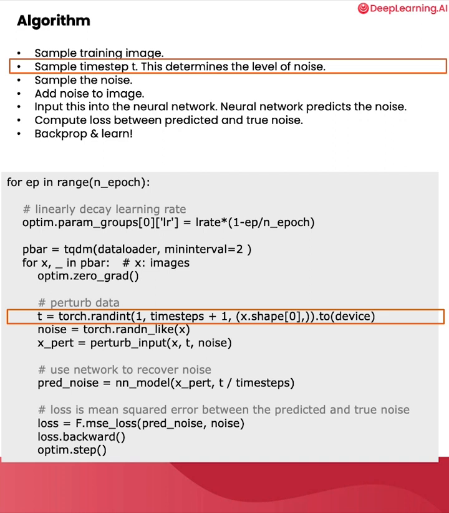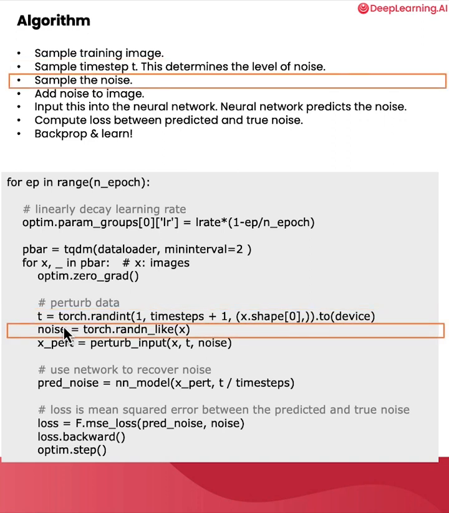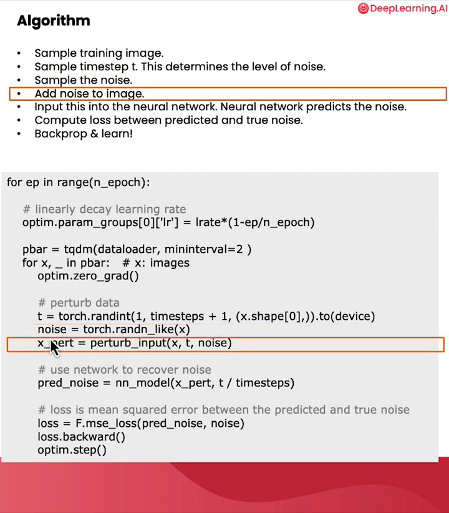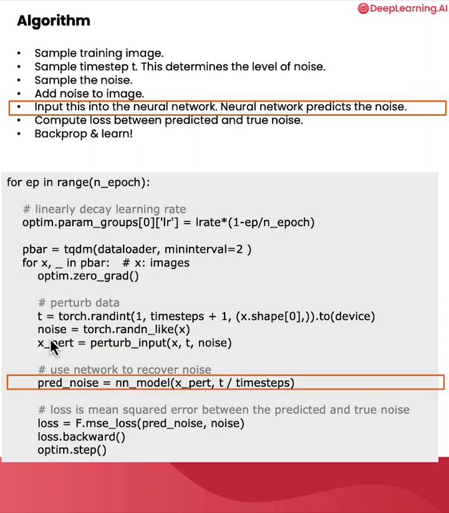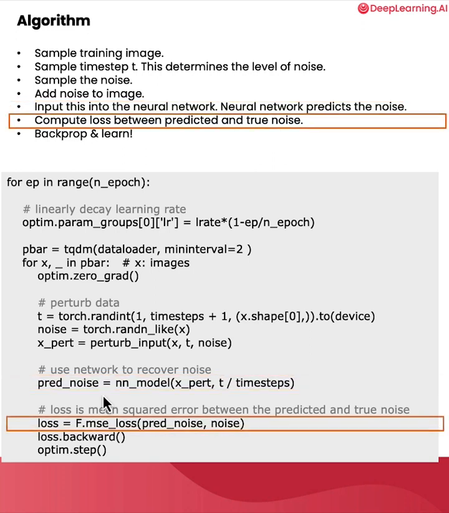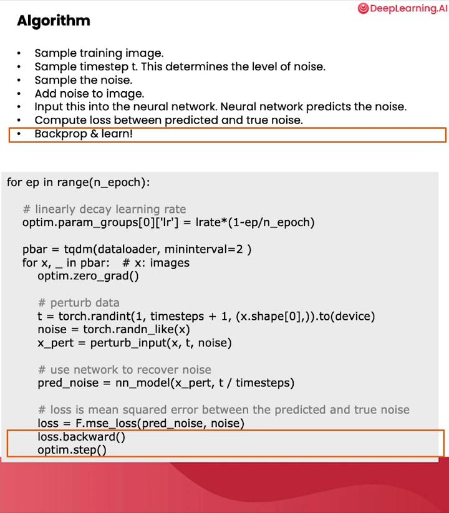Within this loop, we are sampling a time step T. And this determines the level of noise. We're not going through all the time steps, just sampling a time step T. We sample a noise, we add that noise to the image based on that time step, and then we input that noised image into the neural network. And we also put in the time step because we also care about adding that time embedding in, and the neural network predicts the noise as output. Comparing that predicted noise with the noise that we actually added, we can compute the loss using mean squared error, MSE. And then all we have to do is backprop and learn. So the model will then learn what is noise and what is sprite.